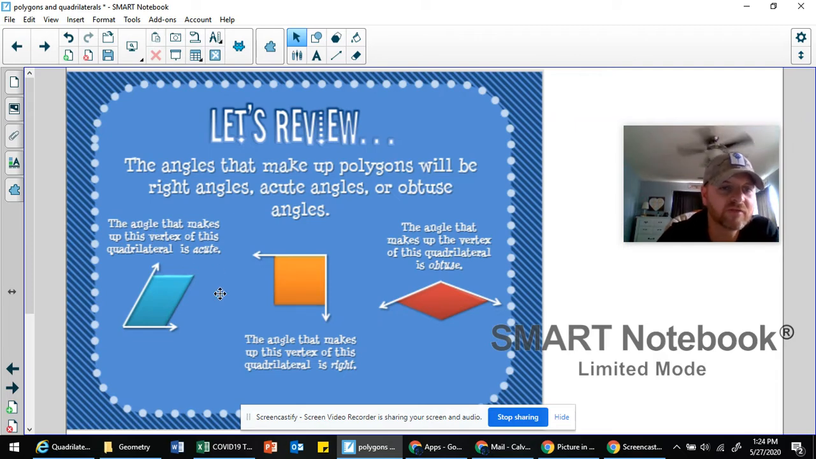It says the angle that makes up this vertex of this quadrilateral is acute. So this is an example of an acute angle, less than 90 degrees, remember, meaning closer than 90 degrees. The angle that makes up this vertex of this quadrilateral is right, meaning it's a right angle. So the angle of this square, you can see, makes a right angle. And then finally, over here, we have this white angle here. The angle that makes up the vertex of this quadrilateral is obtuse. Remember, that means here's your 90-degree angle, and it's opened up more. Okay, it's greater than 90 degrees.